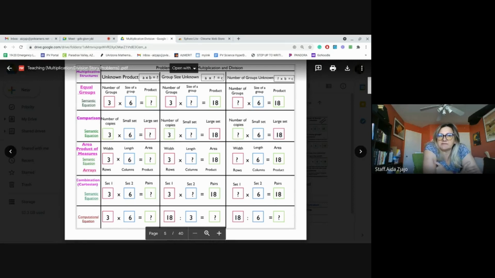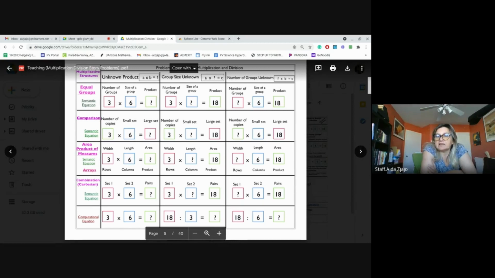Another one is comparison. Comparison only has two values, a small value and a large value. The larger value is multiple copies of the smaller value. We can have the unknown in a different position. We can have a large unknown, which is multiplication, and we can also have the semantic equation for a small set not to be known.